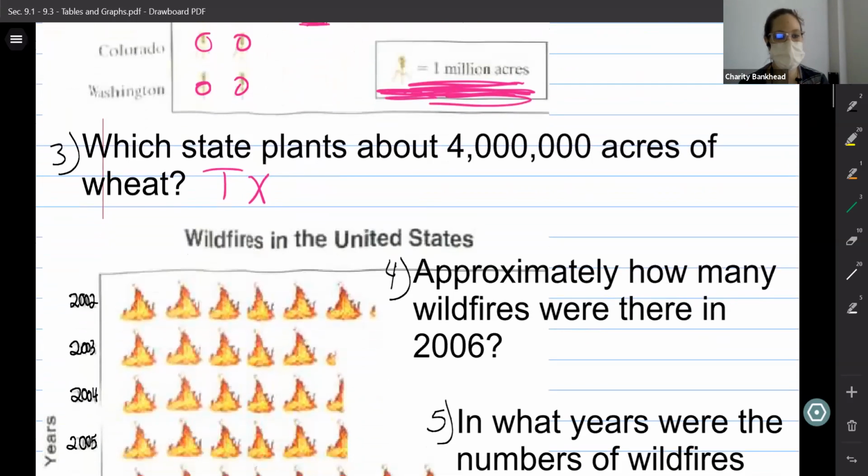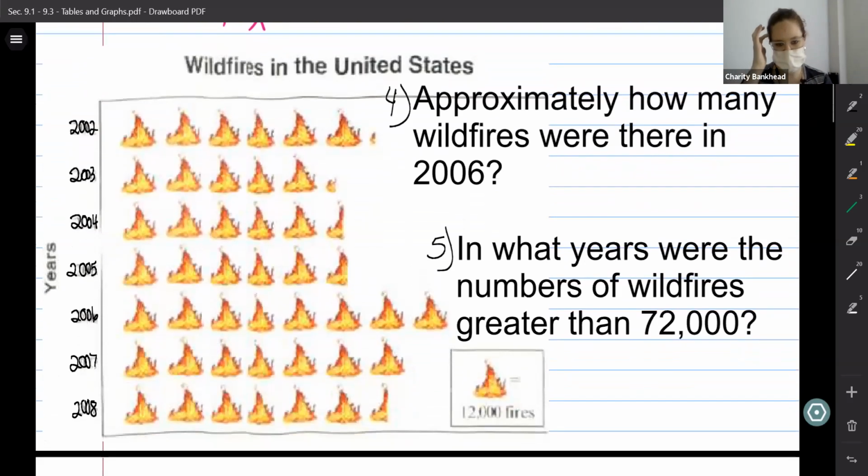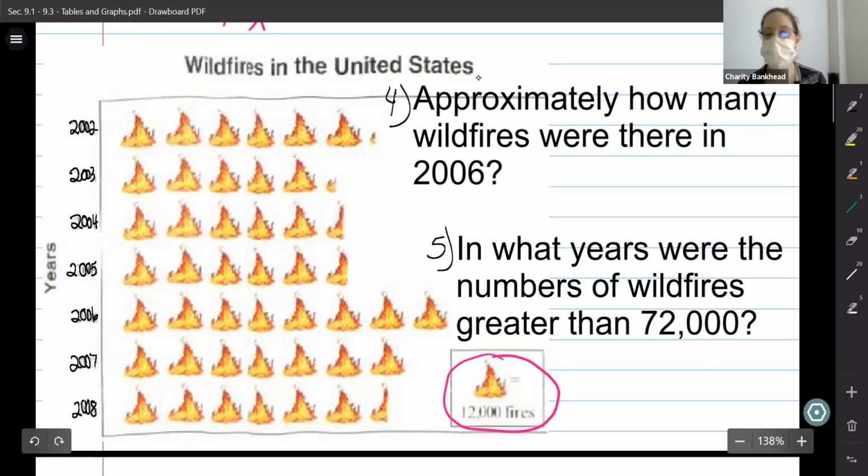All right, and then the next thing we have is another pictograph that represents wildfires in the United States in a given year. And the key down here tells us that each one of those little pictures of a fire represents 12,000 fires. All right, so question number 4 says, approximately how many wildfires were there in 2006? Okay, so 1, 2, 3, 4, 5, 6, 7, 8, and multiply that by the 12,000. So 8 times 12 is 96, so this is 96,000.